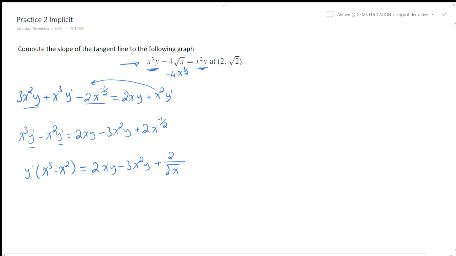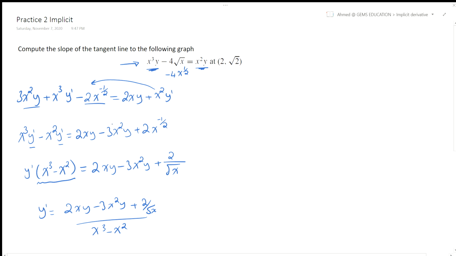In that case, I'll just need to move this bracket to the other side by division since I'm trying to solve for y prime. I'll have 2xy minus 3x squared y plus 2 over root x, and all of this is then divided by x to the power of 3 minus x to the power of 2.